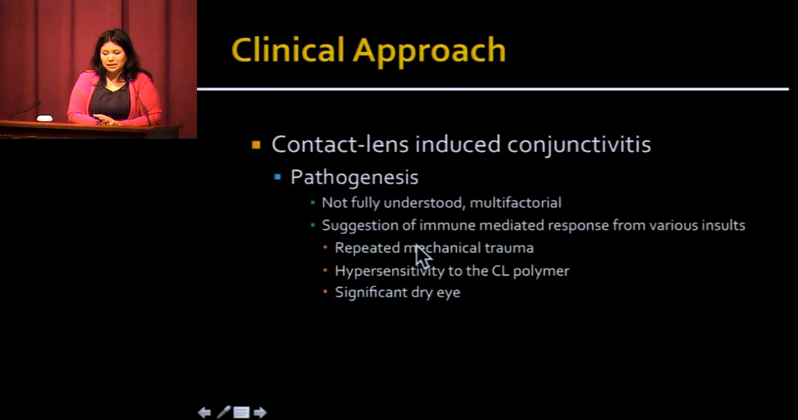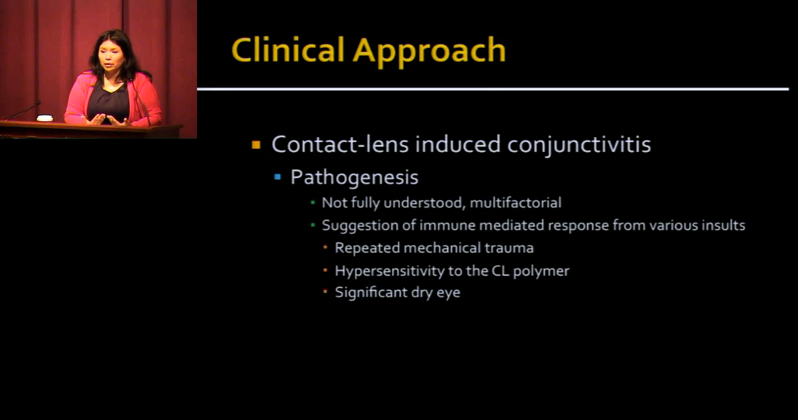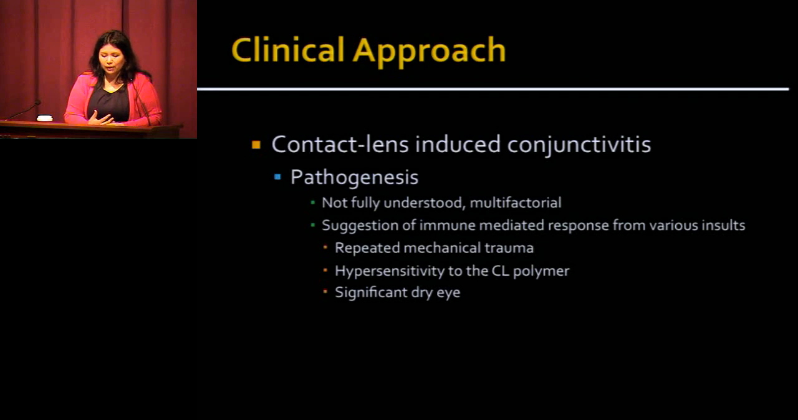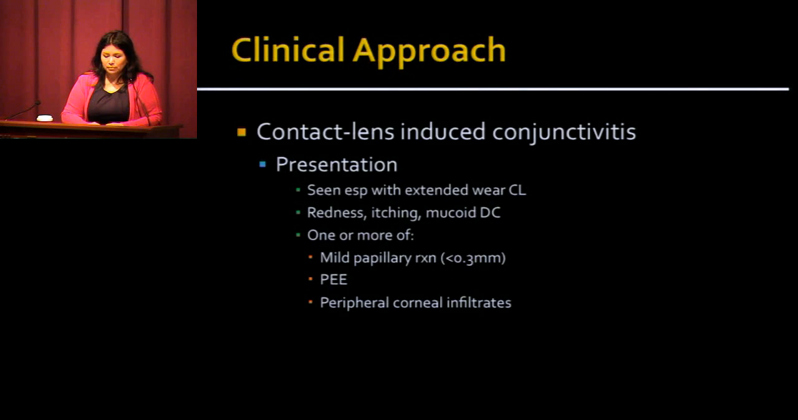And you get GPC in patients who have contact lenses, and there's probably a lot of mechanisms why, but usually they think it's from the lid rubbing up on the contact lens, and especially in toric contact lenses as well. There's a suggestion of immune-mediated response, repeated mechanical trauma, hypersensitivity to the contact lens polymer, and significant dry eye can also lead to this type of GPC. It's especially seen with extended wear, causes redness, itching, mucoid discharge, less contact lens tolerability.